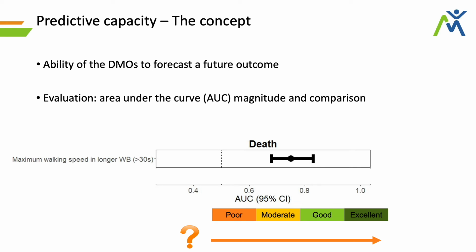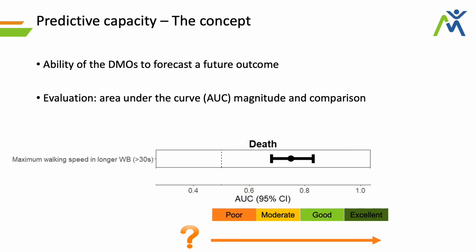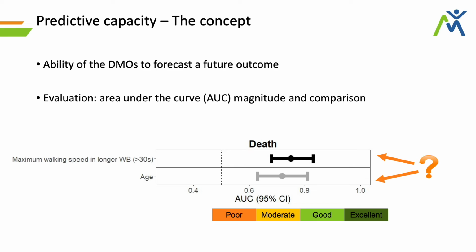This is a parameter that usually ranges from 0.5 to 1. The higher, the better. So the higher means that the DMO is able to predict perfectly the outcome, in this case, death. So we want them to be to the right, but we also compare the DMOs with known predictors. In this case, maximum walking speed, it's moderate to good predictor of mortality, but it's actually better predictor of mortality than age.